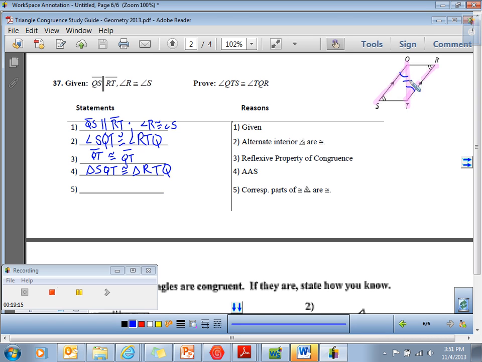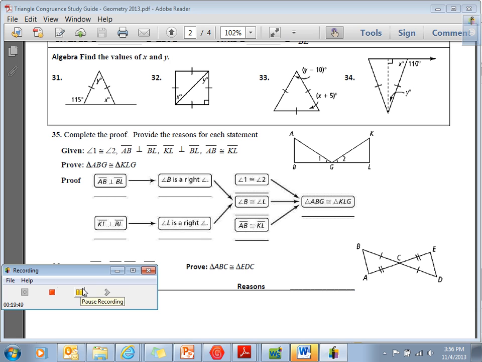And since these two triangles are congruent, we can now say the angle QTS is congruent to angle TQR by CPCTC. Does that kind of make sense? Okay.